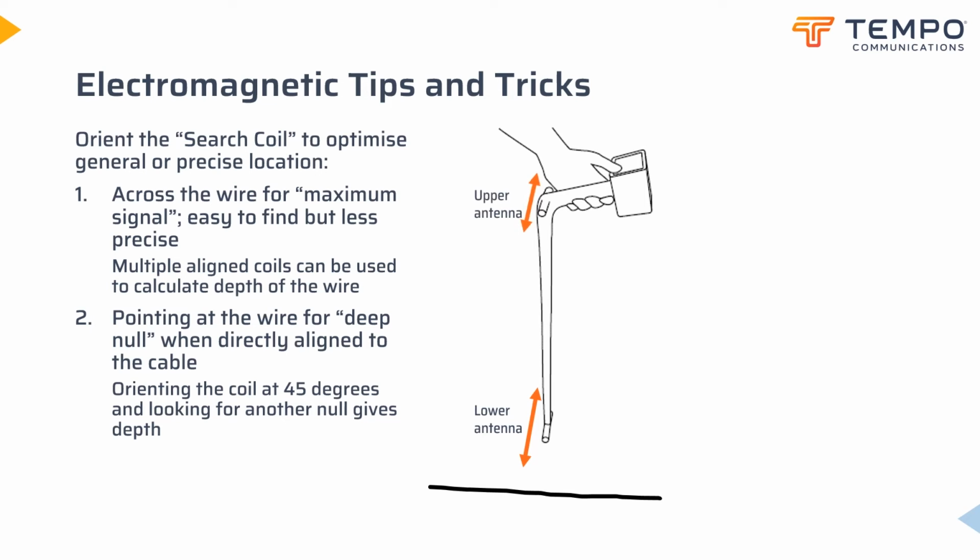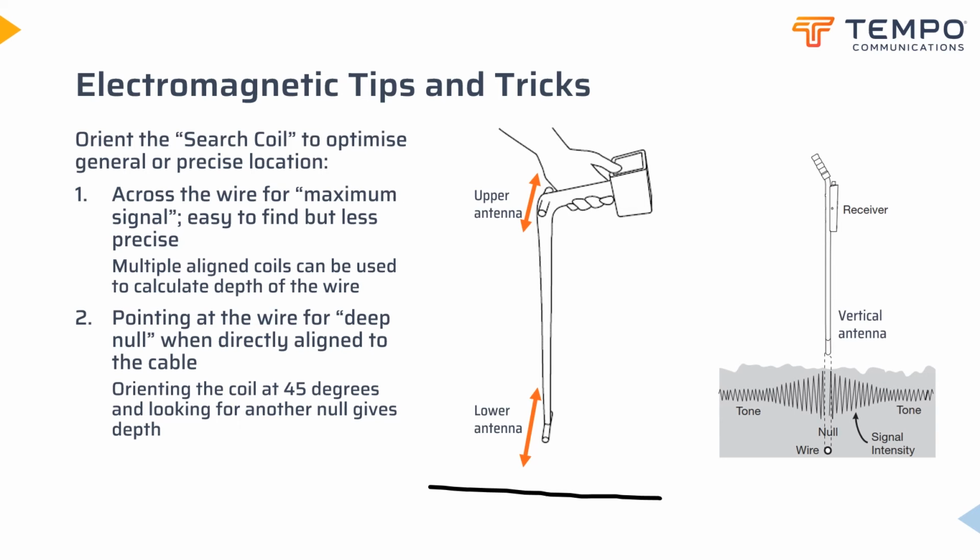By adding a second horizontal search coil, a known distance above the primary ground level one, the machine can estimate the depth of the cable by simply comparing the two signal levels. If a search coil is oriented vertically, it will detect a signal either side of the cable, but will present a very sharp null when directly over the cable.